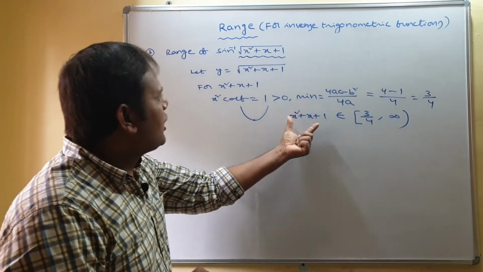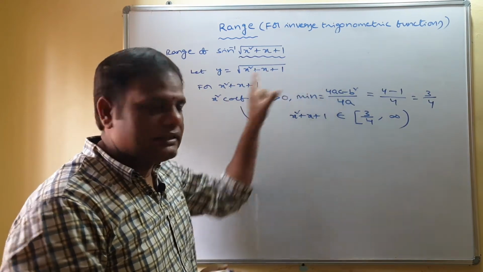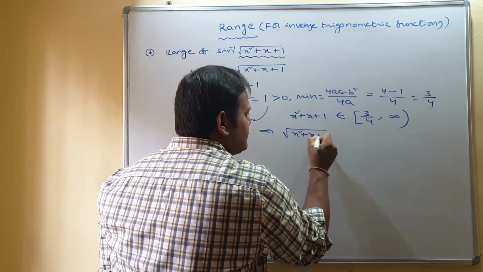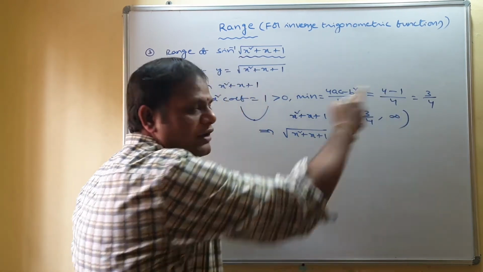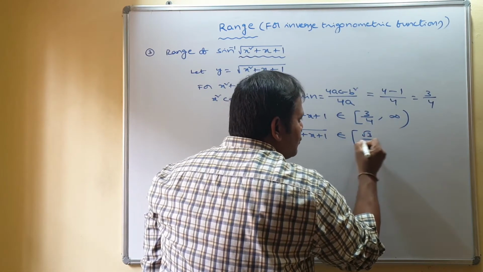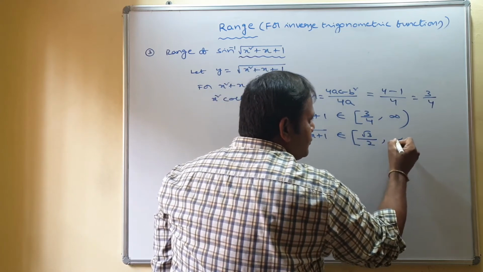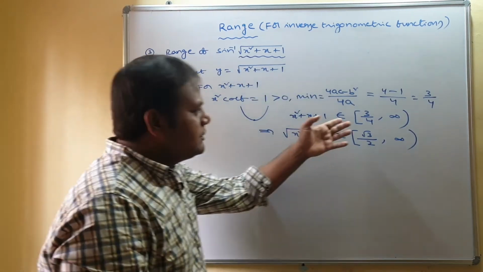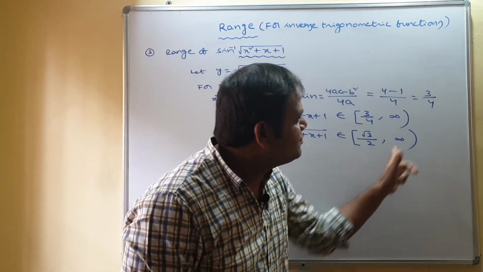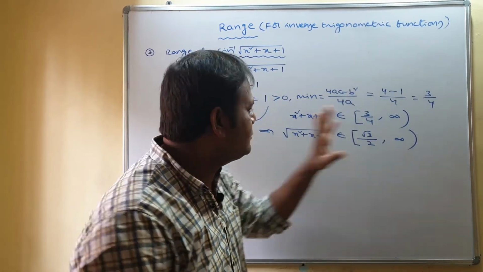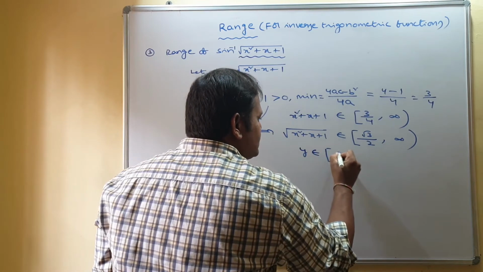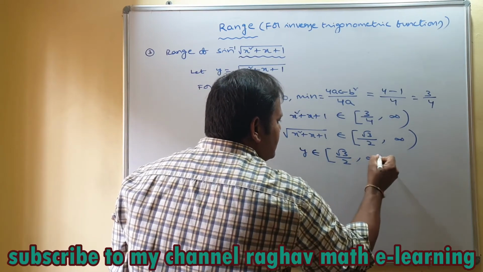But what do we want? We want the square root of this. So here, square root of x square plus x plus 1 belongs to, you take the square root of all these values. Then what do we get? Closed interval root 3 by root 4, which is 2, to infinity. If you take the square root of all these values, again the maximum approaches infinity only. So this is y. Yes. So y belongs to closed interval root 3 by 2 to infinity.